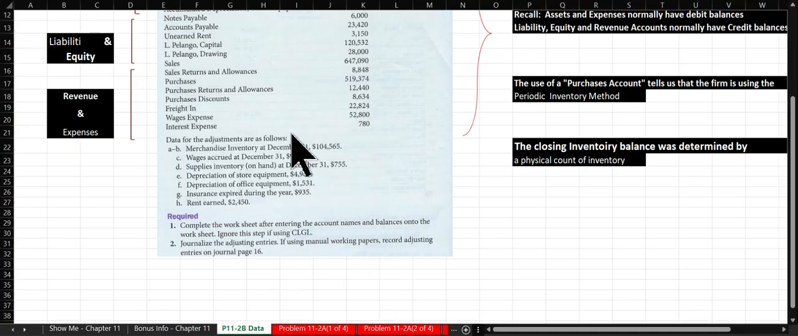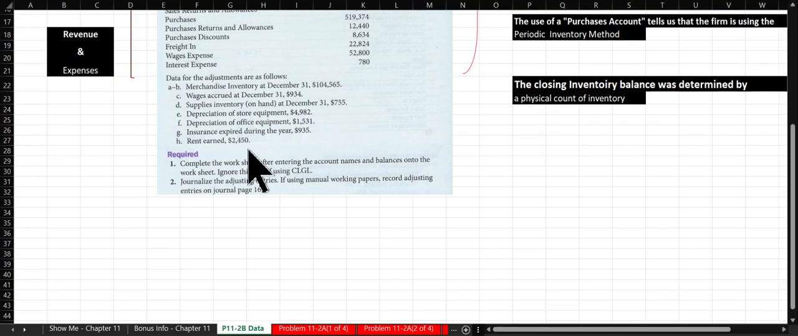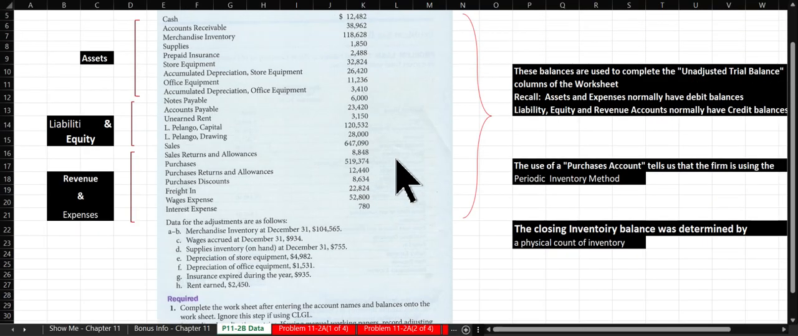So pay attention to the normal balance for each of these accounts. And you know by now that the fact that they are showing us purchases means that they are using the periodic inventory method. There is freight, which of course is an expense, that's a debit. And then we have the other remaining expense accounts. We also have the list of adjustments that need to be made, A through H. And so we're going to be making each of these adjustments and then preparing the financial statements.